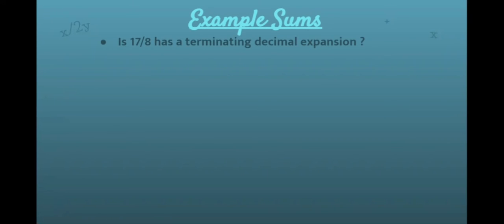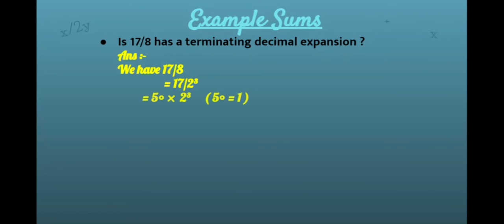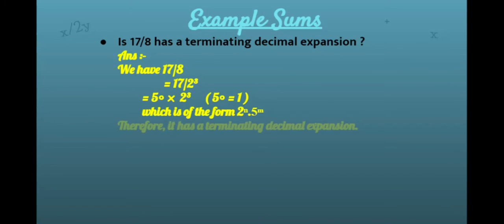Now, let us take some example sums. Does 17 by 8 have a terminating decimal expansion? This is the question. Let's see the answer. We have 17 by 8. First of all, we need to prime factorize the denominator, then it will become 17 by 2 cube. We also know that for a terminating decimal expansion, denominator should be of the form 2 power n into 5 power m. So 5 power 0 into 2 power 3. Also we know that 5 power 0 is equal to 1, which is of the form 2 power n into 5 power m. Therefore, it has a terminating decimal expansion.